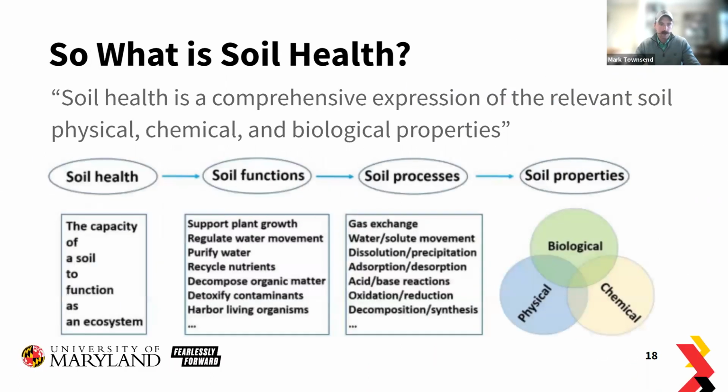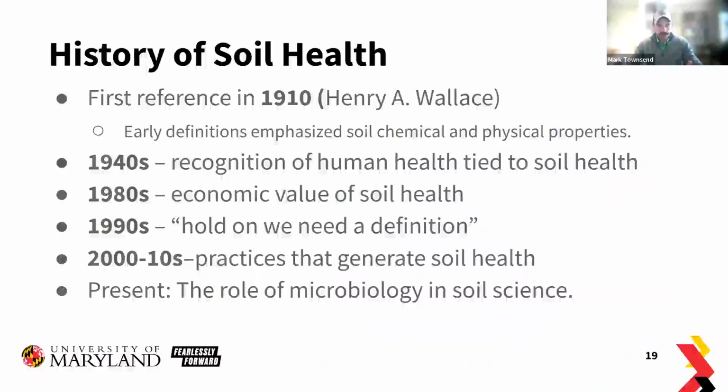So soil health in some ways, I like this definition, is a comprehensive expression of the relevant soil physical, chemical, and biological properties. So we have these properties that we touched on earlier today. And then we talked a little about the processes, right? The gas exchange, the water movement, cation exchange capacity, things like that. Well, then those relate to the functions, right? So they support plant growth. They purify water. They give us the mechanism, the foundation by which we can grow crops. And then the summative composition of all of these properties, processes, and functions is therefore soil health.